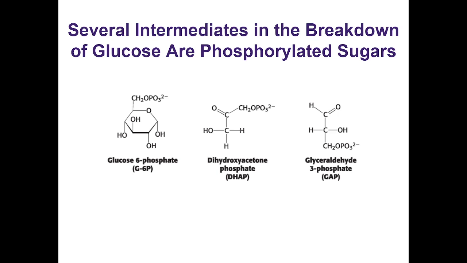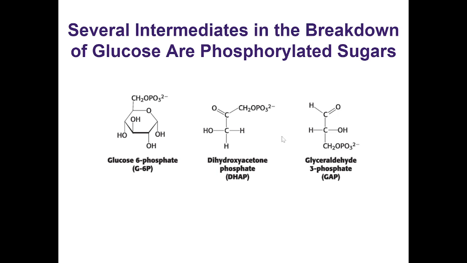Okay, so these are some different examples. These are some of the most important intermediates that you're going to see for the breakdown of glucose and your phosphorylated sugars here. So we have glucose 6-phosphate. This is abbreviated G6P. You'll see that a lot when we start getting more into the metabolism.